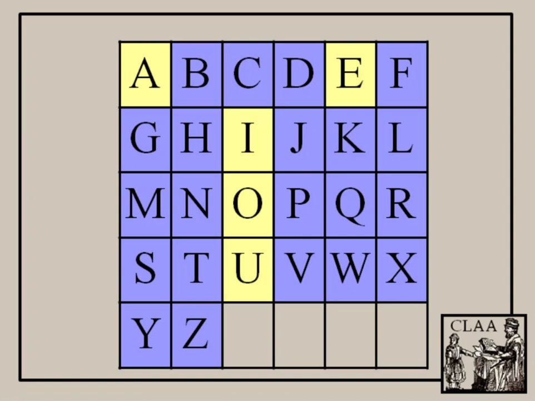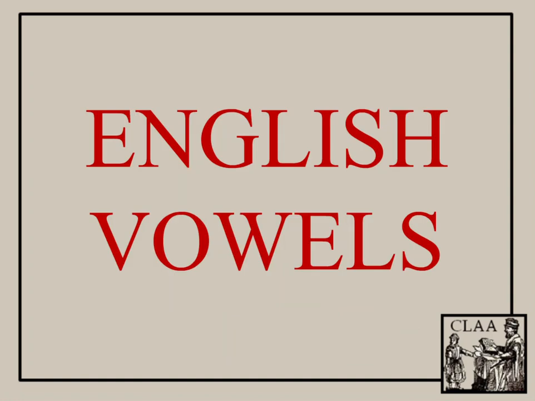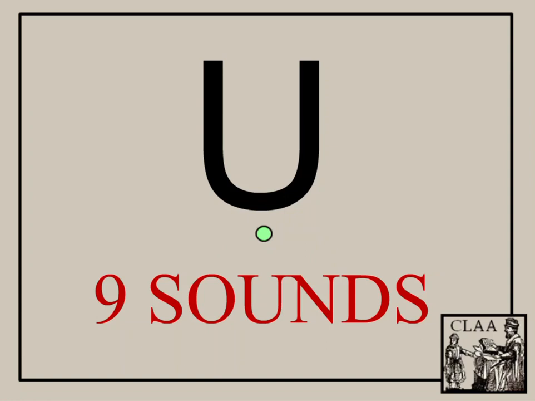You should also know that all other letters in English are called consonants. There are 5 vowels and 21 consonants in English. In this video, we will continue our study of the English vowels. In this lesson, we're going to study the English vowel U.